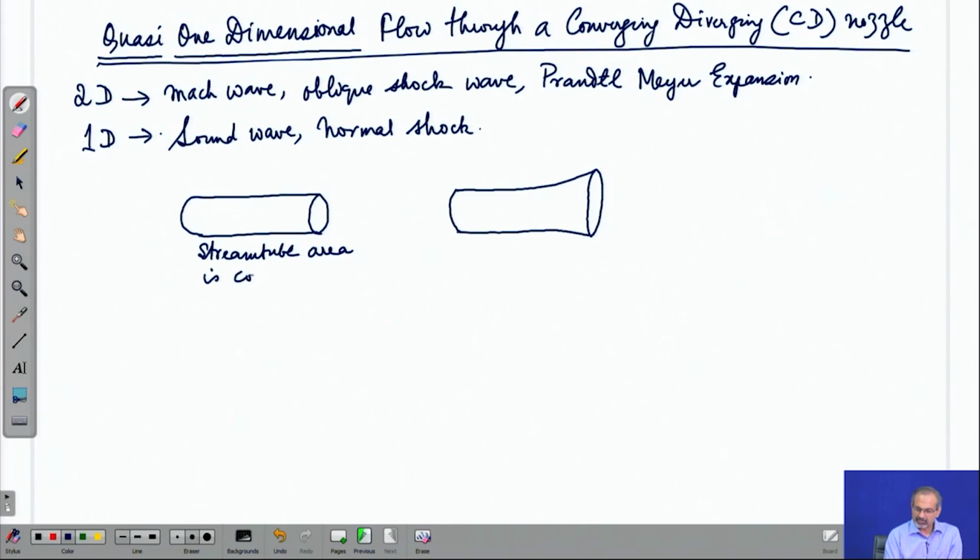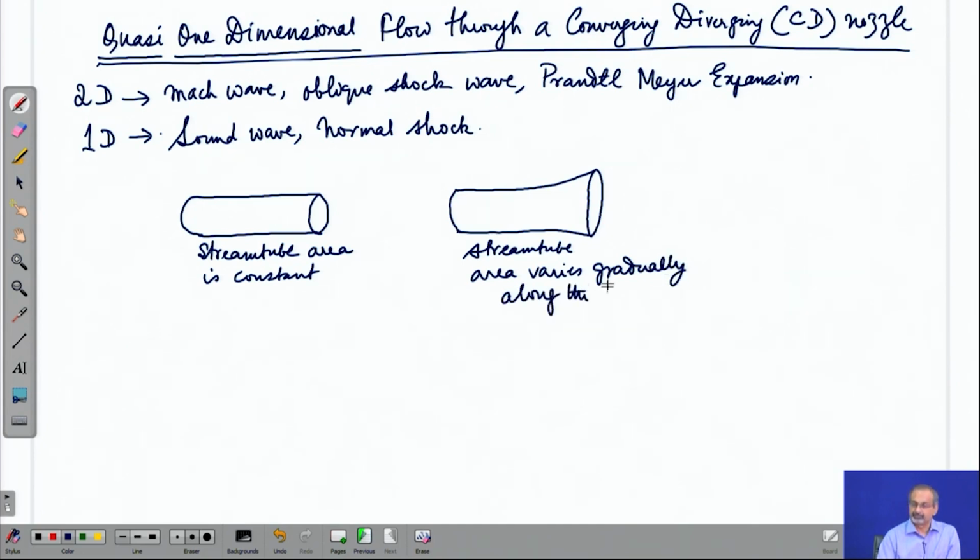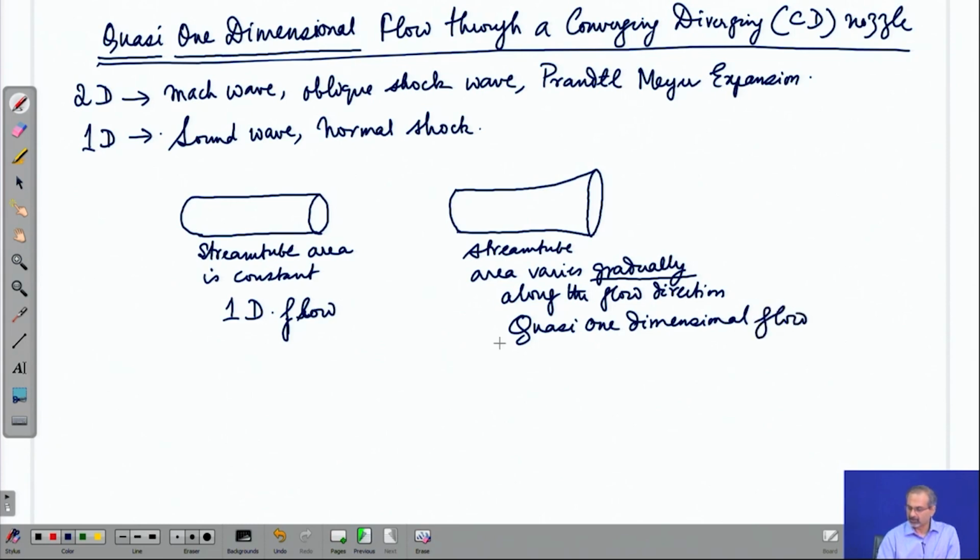Area is constant. Here, stream tube area varies gradually along the flow direction. This word gradually is very, very important. This is a perfectly one dimensional case. Here we will say that this is going to lead to a quasi one dimensional flow. This is a pure one dimensional flow, while the other is a quasi one dimensional flow.